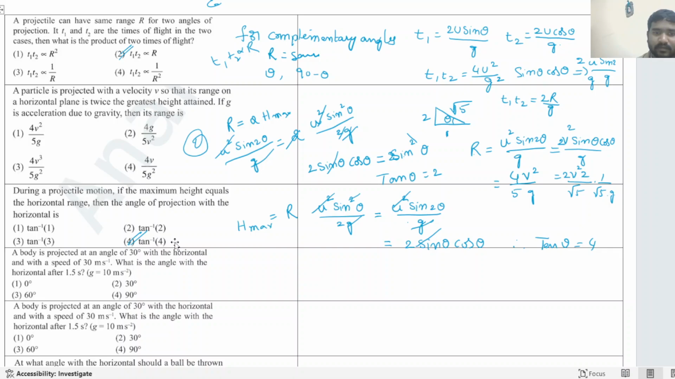A body is projected at an angle of 30 degrees with the horizontal and with a speed of 30 meters per second. What is the angle with the horizontal after 1.5 seconds? Here, if a body is projected with velocity 30 meters per second and makes an angle of 30 degrees with the horizontal, then I want the angle with the horizontal after 1.5 seconds.